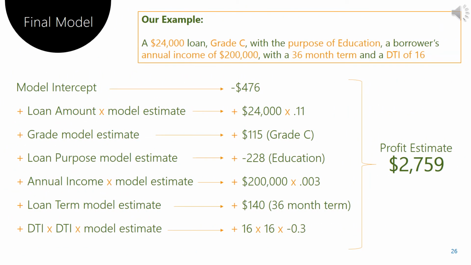So now we can take the example we've been working with throughout this presentation, add in the model intercept, which our regression model produced as negative 476, so that's our starting point. Then we take the loan amount, grade, purpose, annual income, loan term, and DTI figures, build that in, and our profit estimate for this particular loan is $2,759. So I hope you could see the value that this would have to the business. If we're able to apply this model to every loan coming in, that gives us better forecasting.